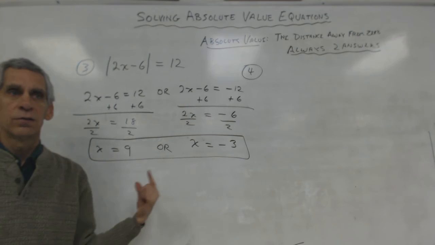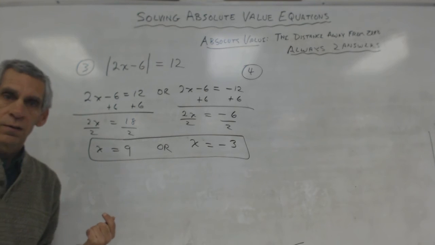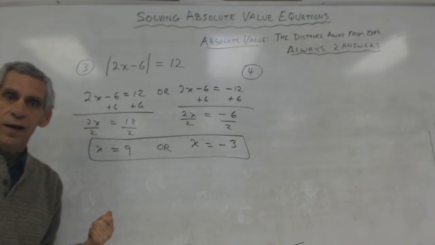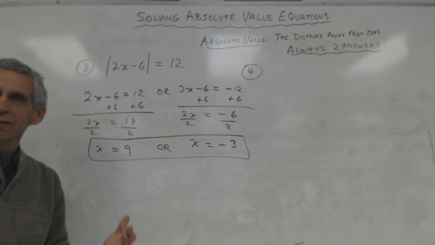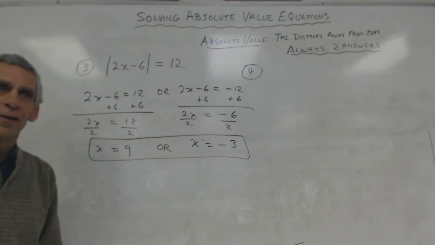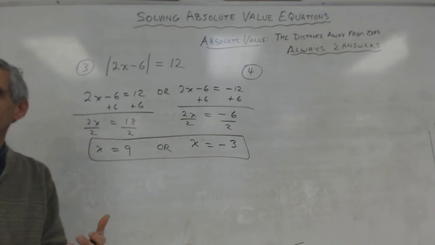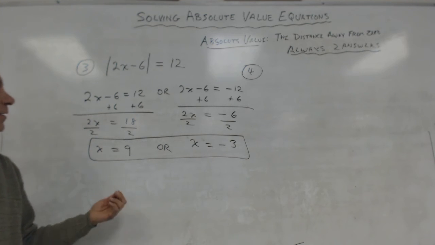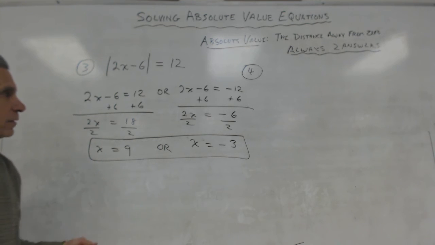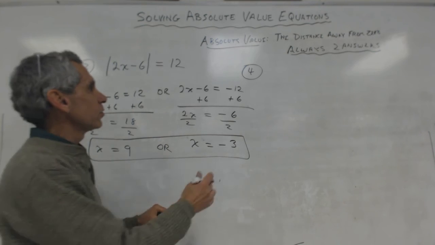Always two answers. It's kind of like an alternate universe. Isn't that cool? It's totally different. It's like space-age math, right? Space-age, x is two numbers? What? Two possibilities. So, okay, let's try one more.